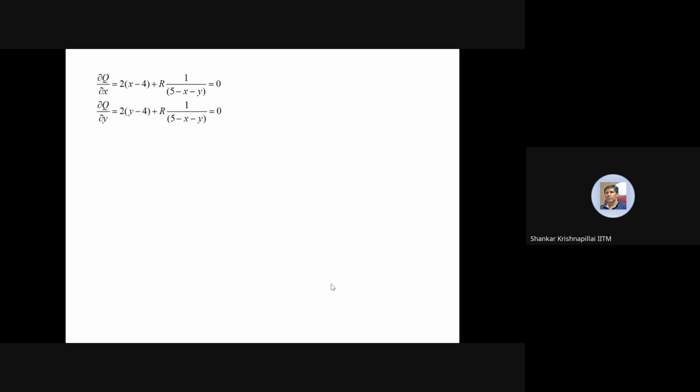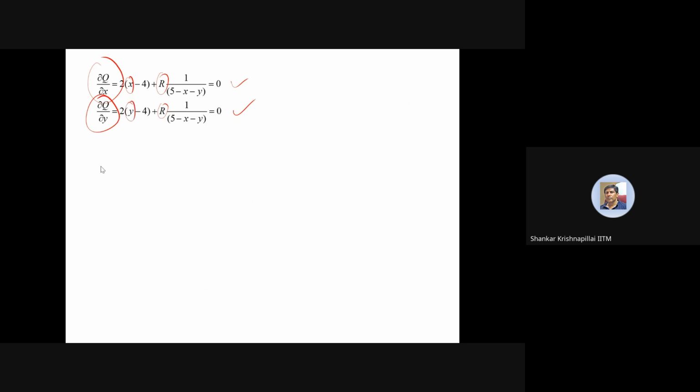Now, equating the first partial derivatives of the combined objective function to 0: partial q by partial x equal to 0, partial q by partial y equal to 0. So there are two equations and three unknowns. But luckily these two equations are symmetric in x and y.